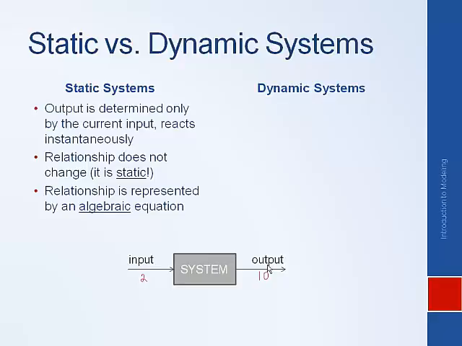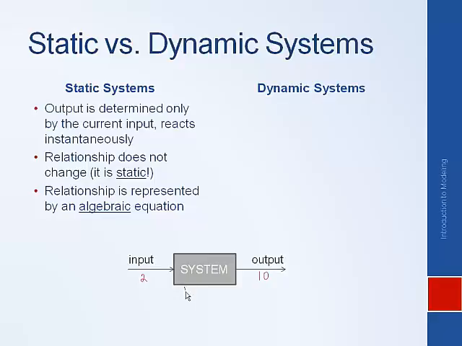Furthermore, this relationship can be represented by an algebraic equation. So in this case you could model the system as multiplication by 5. You put 2 in, the system multiplies that by 5 to get an output of 10. Some systems are well modeled by this sort of static model, but many aren't.